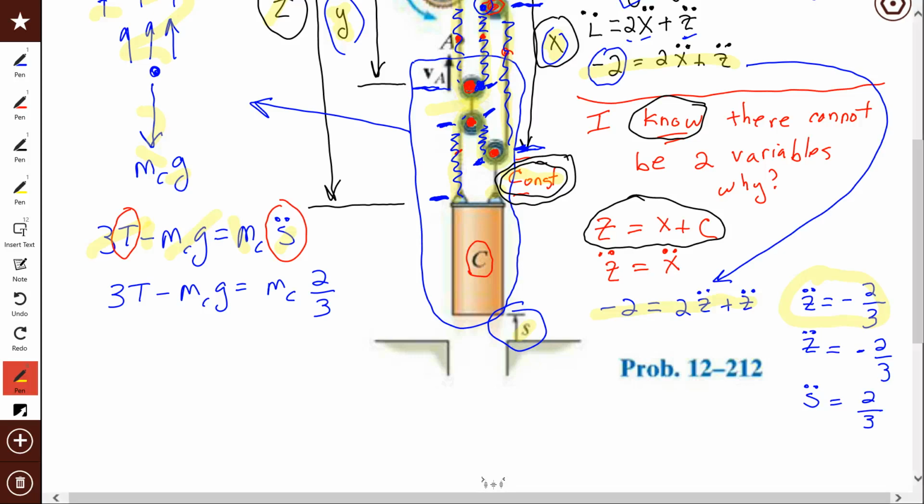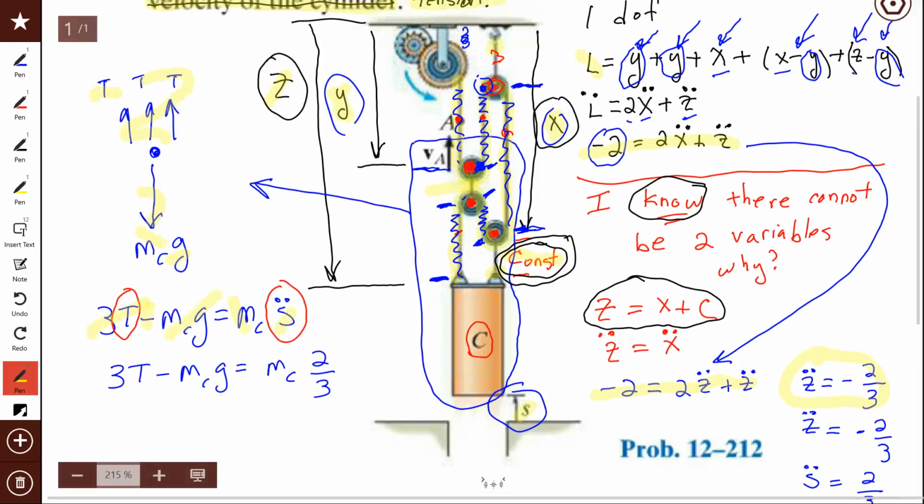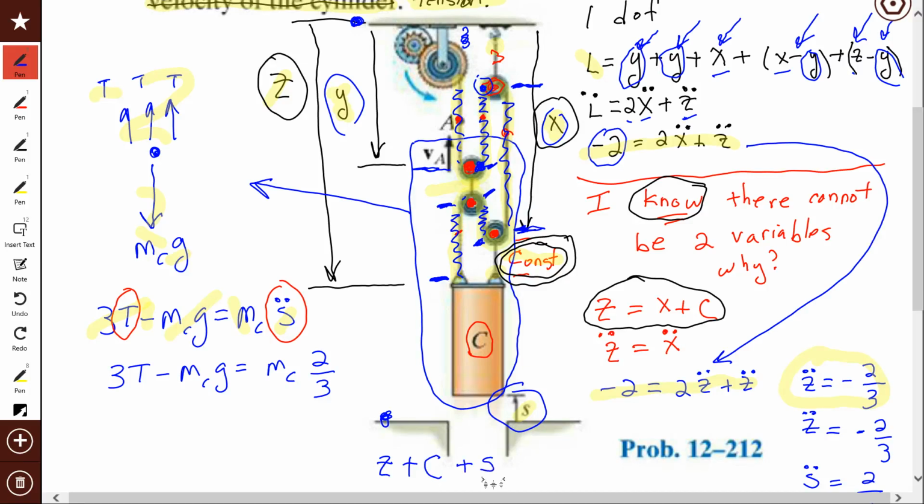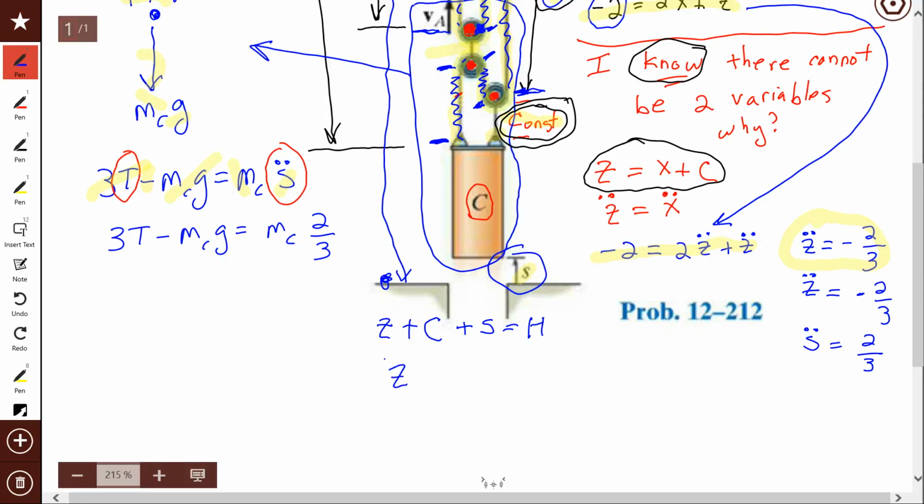Now, how in the world do I find the s double dot? Well, it's basically the same thing. What I'm going to do is I'm going to walk from the roof to floor. Right? So what I'm going to do is I'm going to walk a distance of, and we'll say down is positive, so I'm going to walk a distance of z. Then I'm going to walk a constant until I get to the bottom of c. And then I'm going to walk a distance of s. And then I'm at the floor. So we'll call it h, the height between the floor and the roof. So we'll take a derivative of that, 2 derivatives. The derivative of constant is 0.